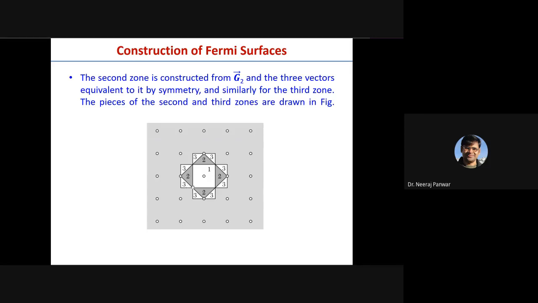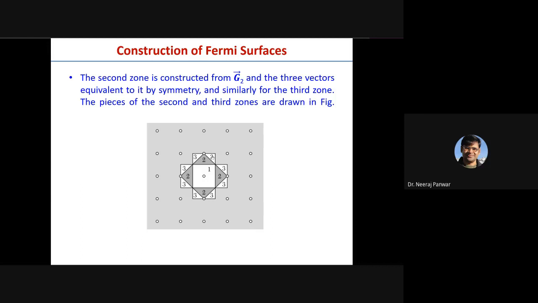this figure. So you can see the white square that represents the first Brillouin zone, and these are the pieces of second Brillouin zone. So these are the isosceles triangles. These are the 1, 2, 3, 4, where 2 is written. They represent the pieces of second Brillouin zone.